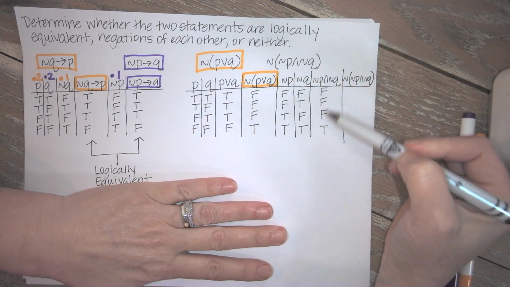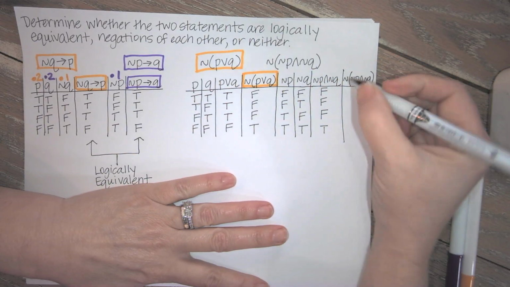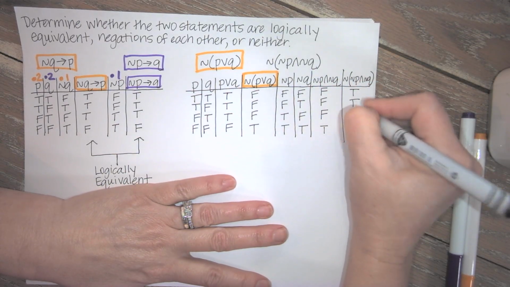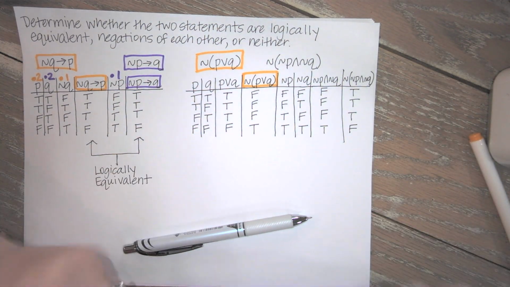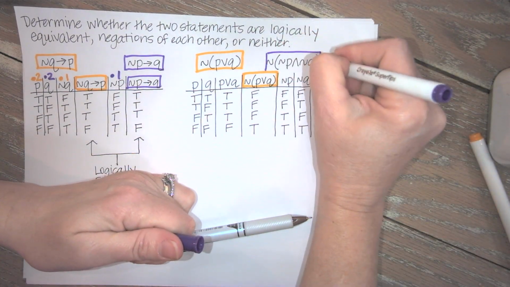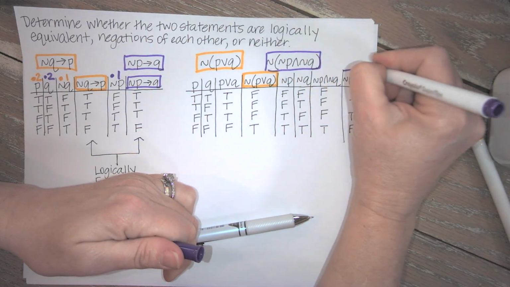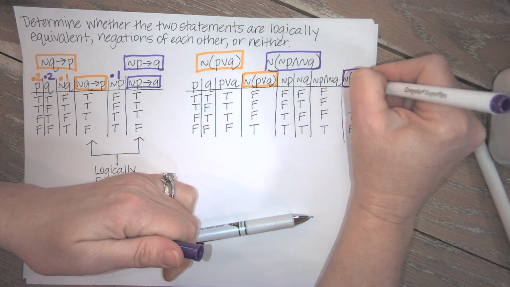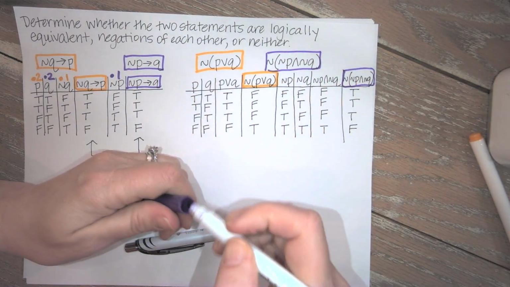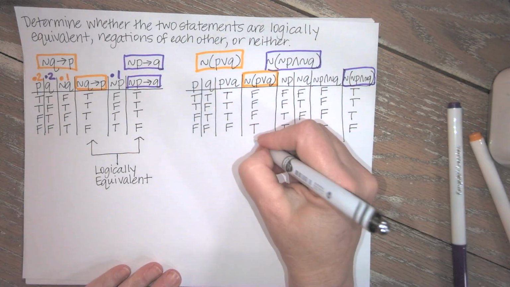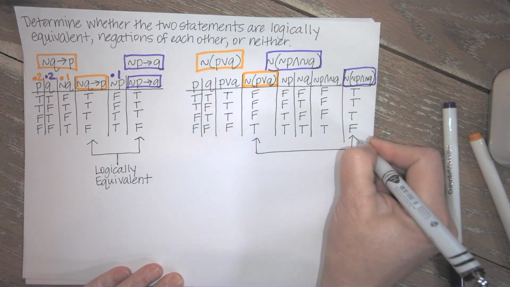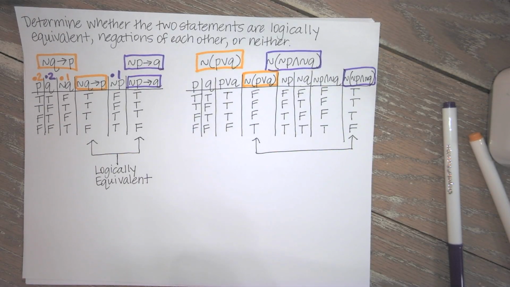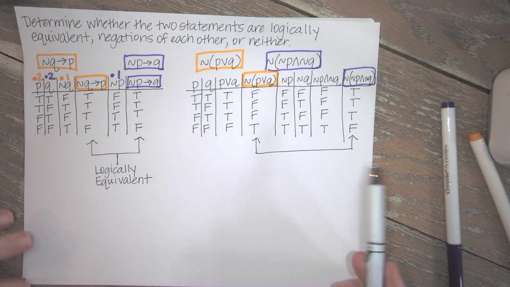Okay, so I'm negating this column. So I'm going to change those truth values: true, true, true, false. All right, let's let that one be purple. So here's purple, and we're looking at these two columns and comparing them to determine whether these statements are logically equivalent.